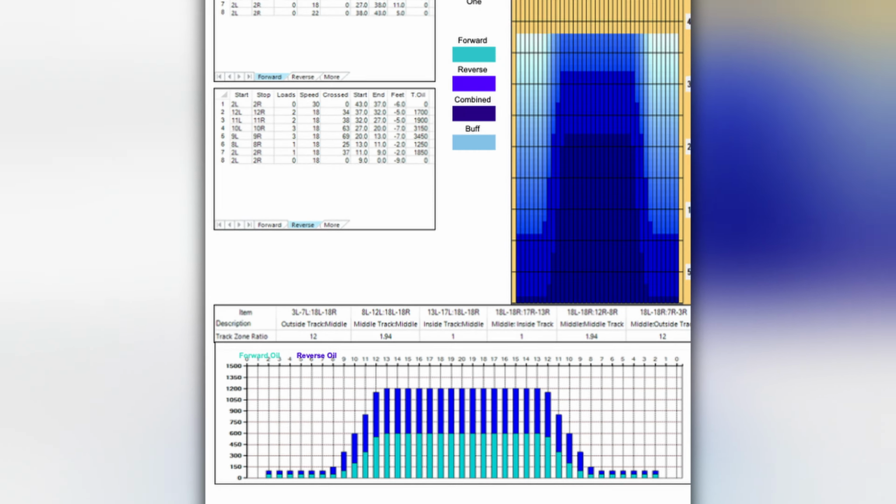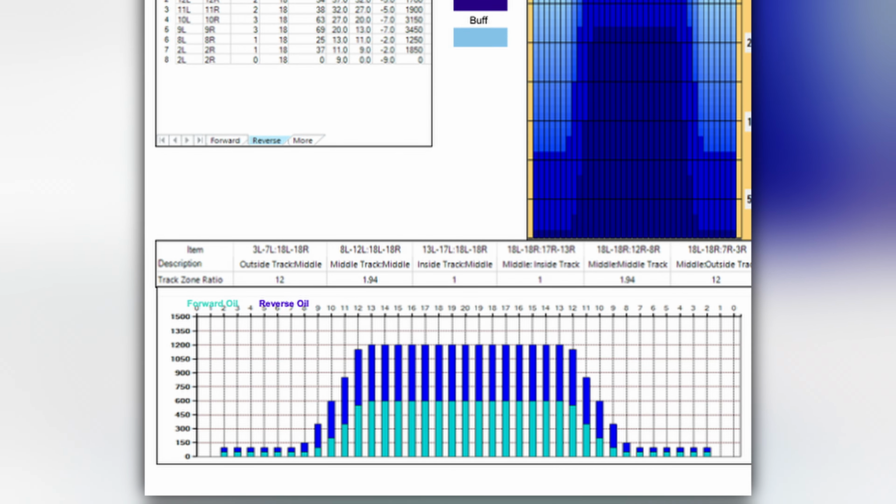Flat patterns. So flat patterns are lower ratio patterns. If you look at a typical house shot pattern graph, you can see a mound of oil in the middle and not much on either side of that. The lower the ratio, the flatter the pattern, and not a big mound, hence flat patterns.